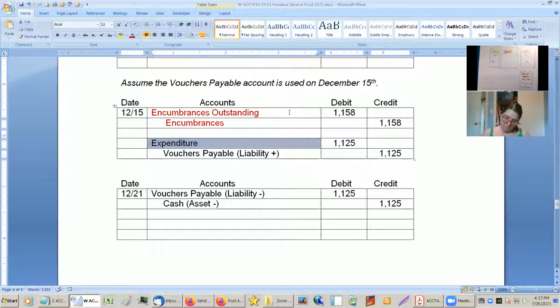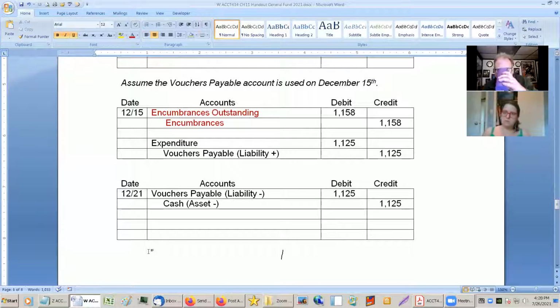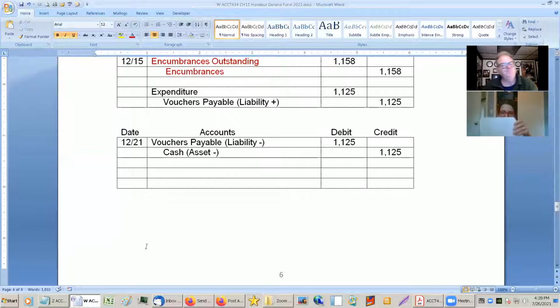So there is no equipment on the books. On the asset side, it's just cash going down, and the fund balance goes down. We have 1,125 less to spend. Our checkbook just went down. And whether we paid for equipment or a car or a building, it doesn't matter. That makes sense.